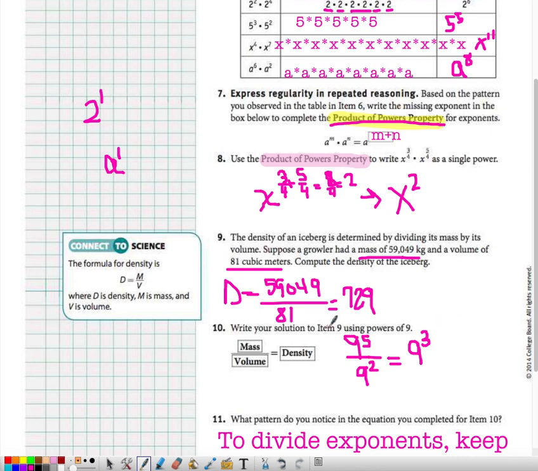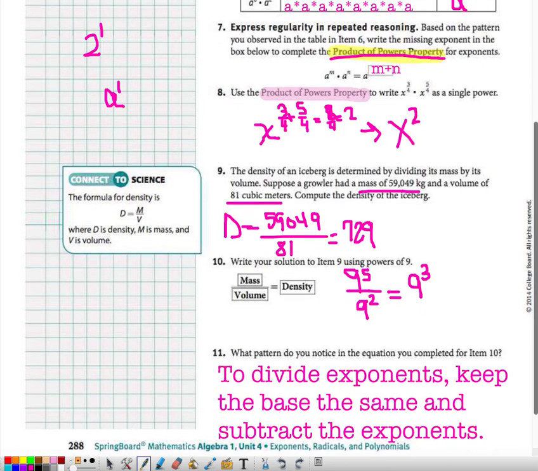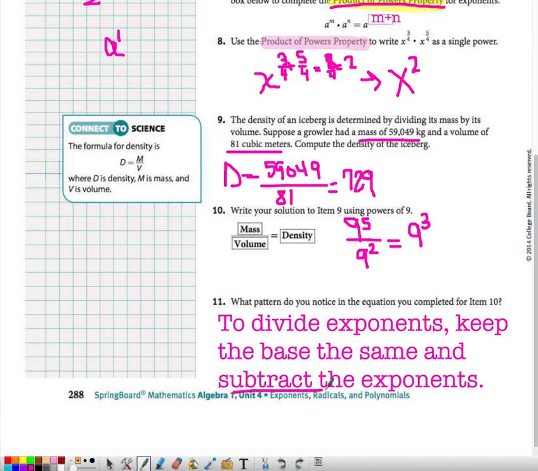So what we can do is write these larger numbers with exponents. And so what do you notice about 9 to the 5th divided by 9 to the 2nd becoming 9 to the 3rd? Well, our bases are the same, so we subtract the exponents. So let me give you another example. If I have 10 to the 6th power divided by 10 to the 3rd power, that would be 10 times itself 6 times.